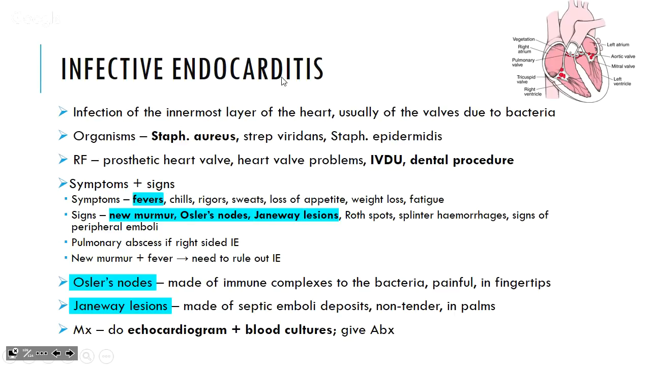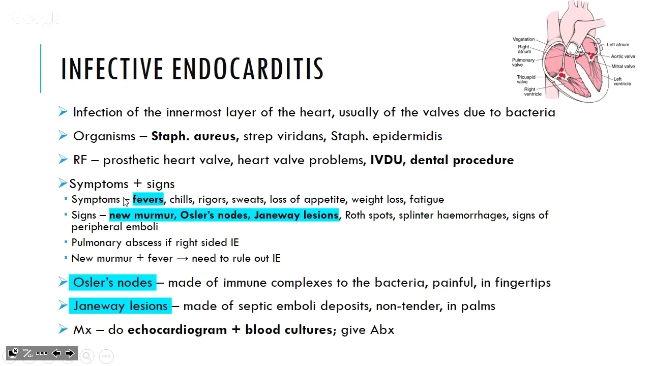So infective endocarditis. That's just the infection of, I guess, the inner layer of the heart, usually at the valves. The organisms that can cause this are usually Staph aureus, can be Strep viridans, and also epidermidis. Some of the risk factors: if you have a prosthetic heart valve, if you're an IV drug user, dental procedure. If you see these in the OSCE or in the written exam, always think about infective endocarditis.